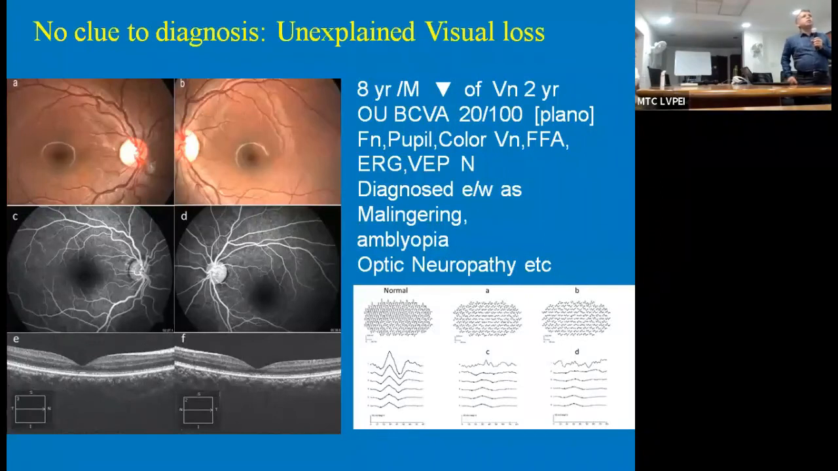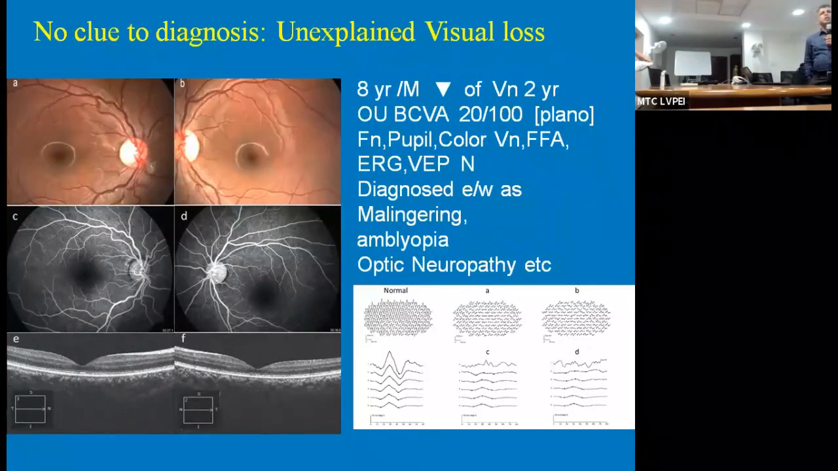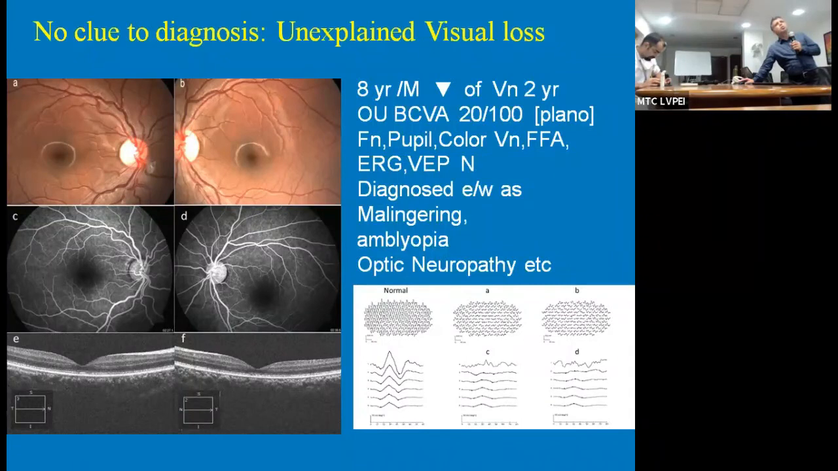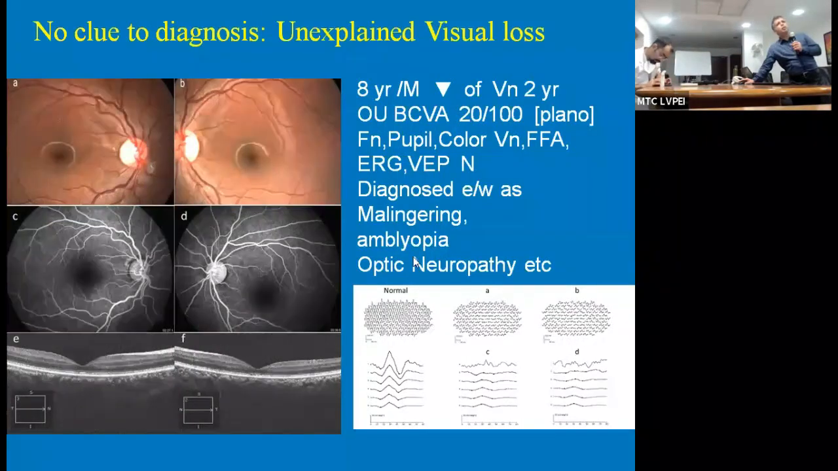This is again one where multifocal ERG plays a crucial role. This is a boy who was 8 years old, vision 20/100, and everything else was normal. ERG and VEP normal, diagnosed elsewhere as malingering, amblyopia, optic neuropathy, and so on. Everything looks normal, except maybe a small focal defect here in the photoreceptor layer.